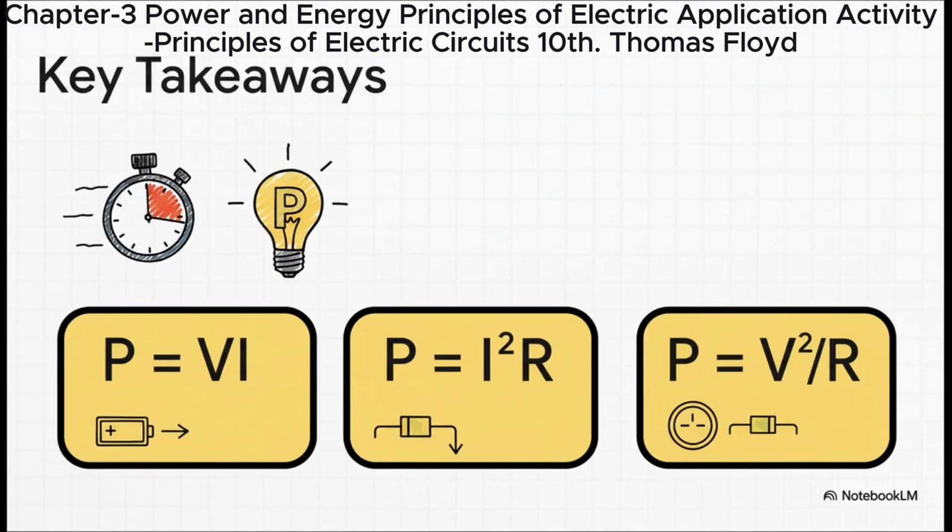So let's wrap this up. What do you absolutely need to remember? First, power is the rate of energy consumption, measured in watts. Second, you now have this indispensable toolkit of 3 core power formulas. You've got P equals VI, P equals I squared R, and P equals V squared over R. Your job is to look at the circuit and pick the right one based on the known values. Master that, and you've mastered the fundamentals of DC power.